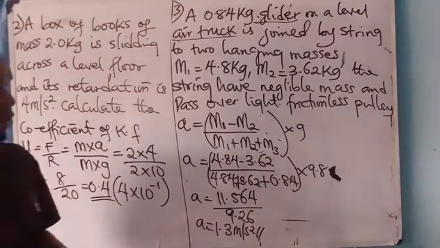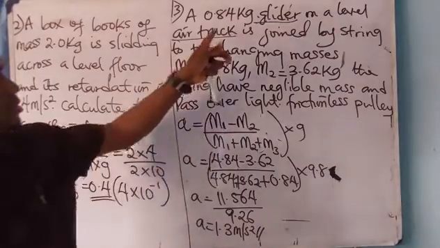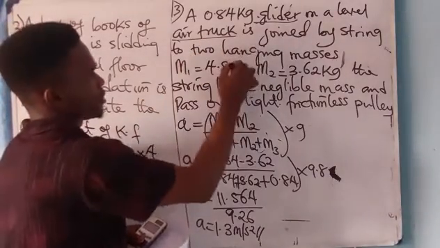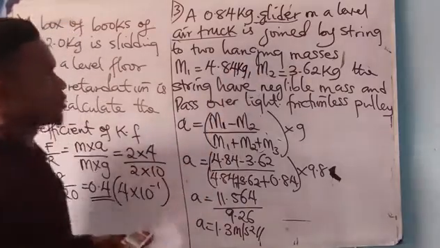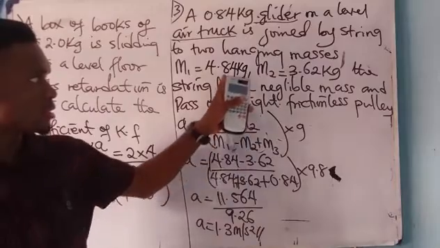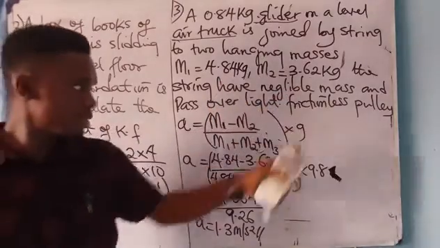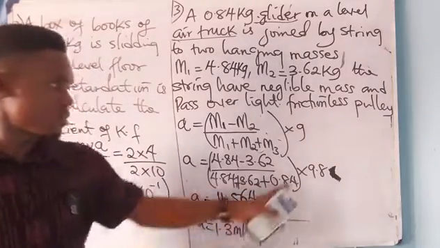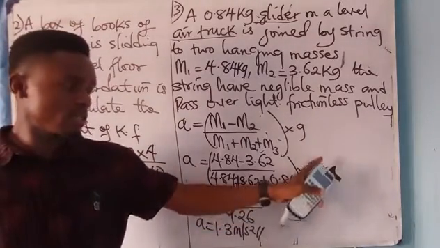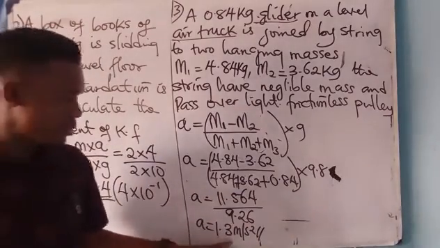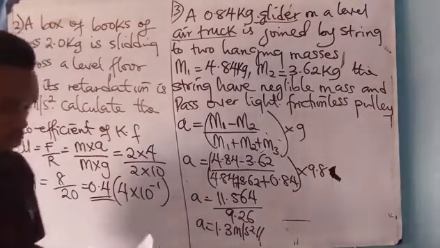Sorry, I took time on this. M1 is, so I made a mistake before. It ought to have been, all right. So then you now have M1 is this, M2 you have it to be this. So added together, multiply by 9.8. Since we're not given it to be 10 meter per second, so use 9.8. You now have 1.3 meter per second squared.